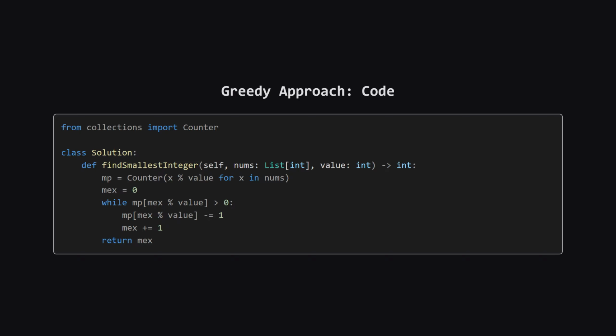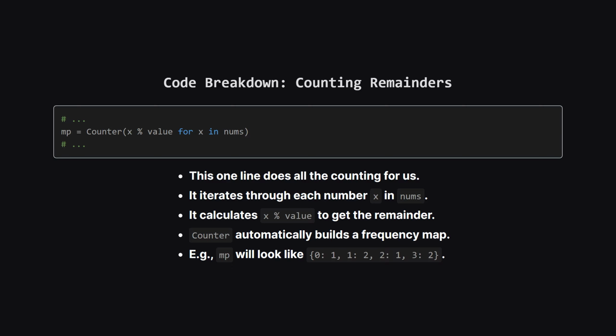As you can see, it's very short because the logic is so direct. Let's break down the 2 main parts. The first line is where we count up all the remainders. This is a neat Python feature called a generator expression inside a counter. It goes through every number in our input list, calculates its remainder when divided by the value, and the counter automatically keeps track of how many times it sees each remainder. So after this line, our map, called MP, holds all the counts we need.